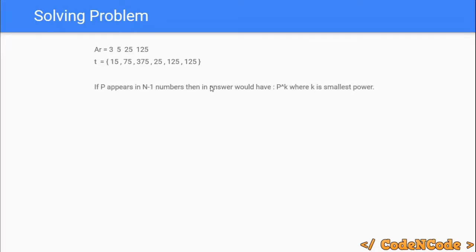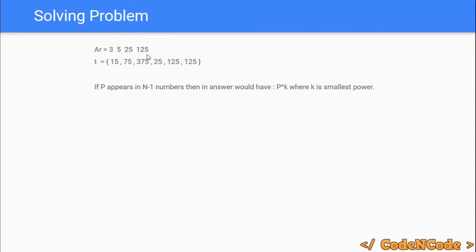Another way is this: if any prime is appearing in n minus 1 numbers, then the answer would contain p raised to power k. So if prime p is appearing in exactly n minus 1 numbers, then in the answer we would have p raised to power k, where k is the smallest power of p present in any number. So you see, 5 is appearing 3 times, which is n minus 1 times. So first thing clear.